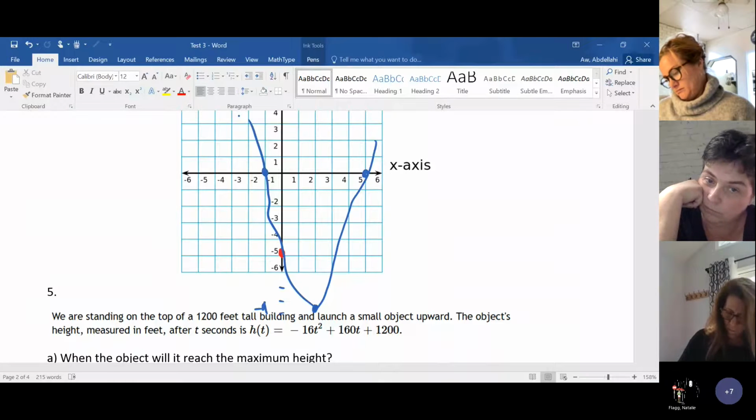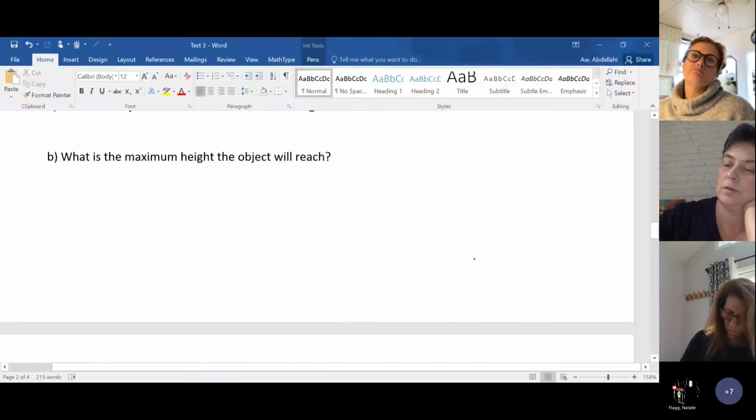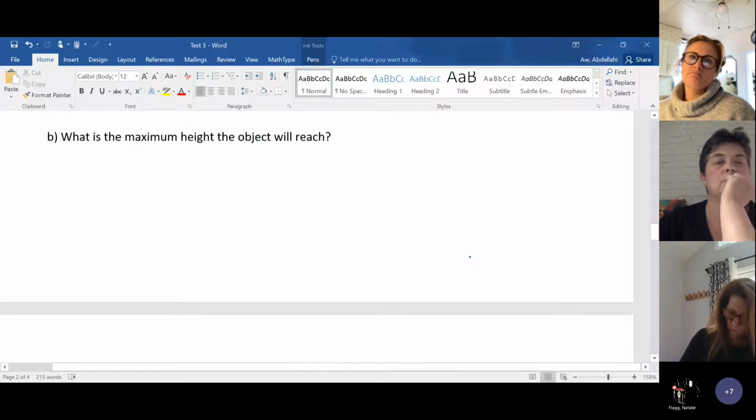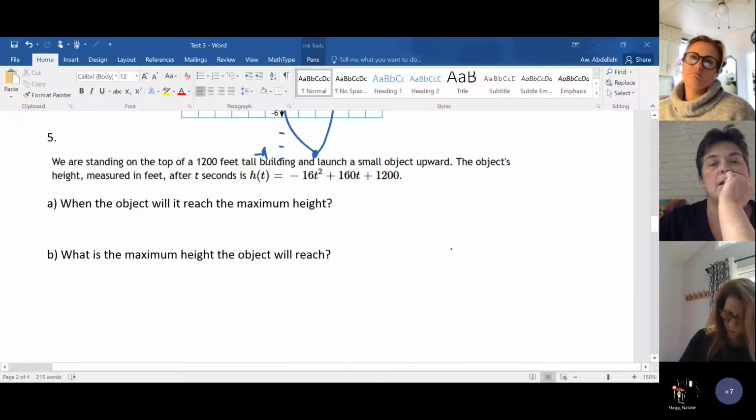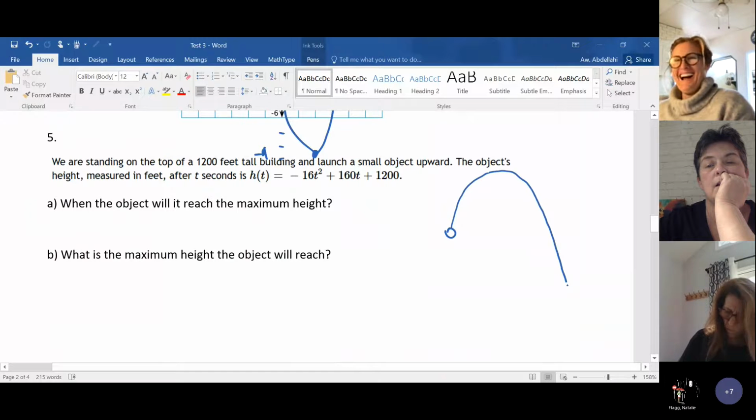All right. So now this application problem where something is launched upward, etc. By now we become tired of this problem because we have seen this too much, right?